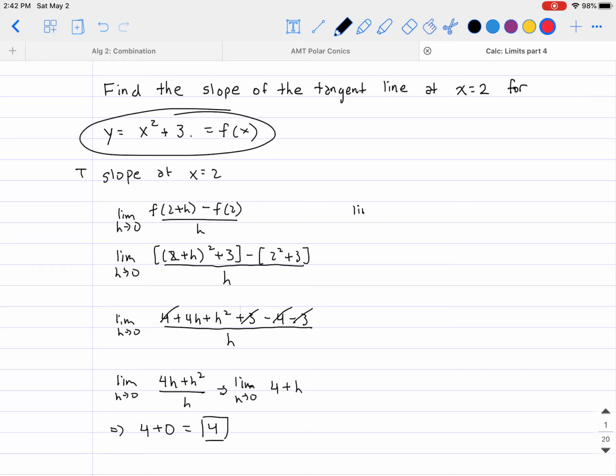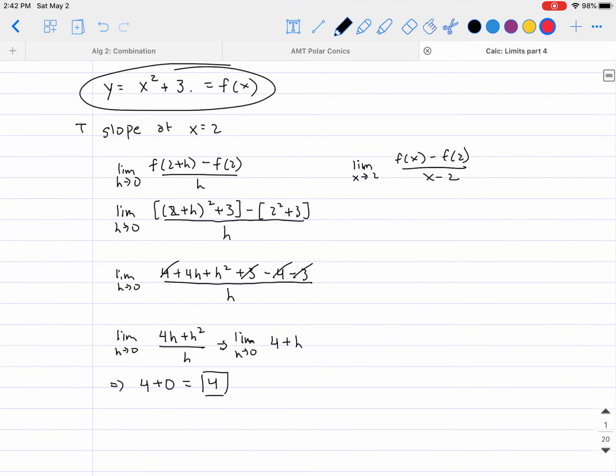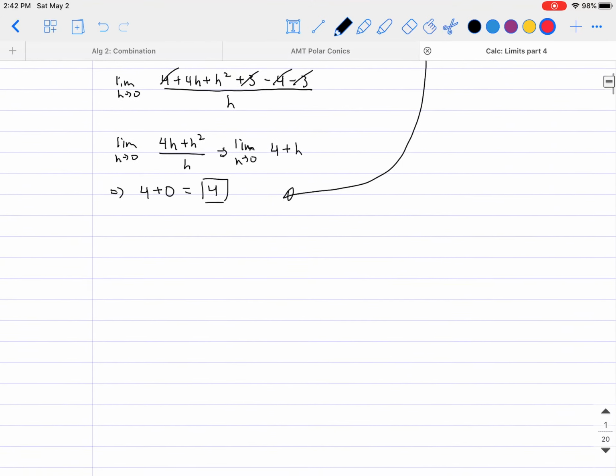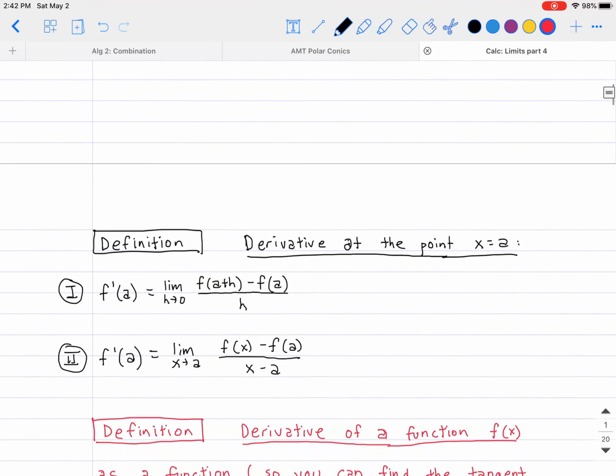The other method is the following. We can also say the limit as x approaches 2 of f of x minus f of 2, all divided by x minus 2. And so we just solve this factoring problem and simplify as much as possible, and we should end up with the same answer. If you want to try that, I'll leave it to you, but I think we're going to skip that for the time being just to save a little bit of time.